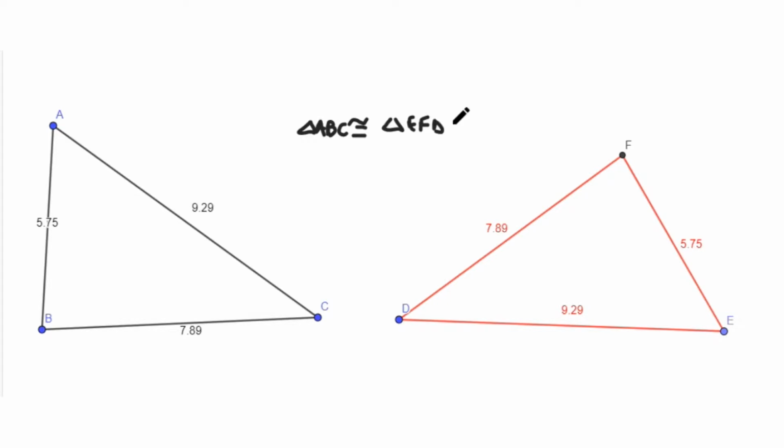EFD. So you can't say that triangle ABC is congruent to triangle DEF, because then the corresponding sides will not be equal. So even though we have taken three conditions here, we don't know what the angles are. We just know the three sides. If they are equal to each other, we can say that the triangles are congruent to each other. Let's see what the SSS theorem of congruency says.